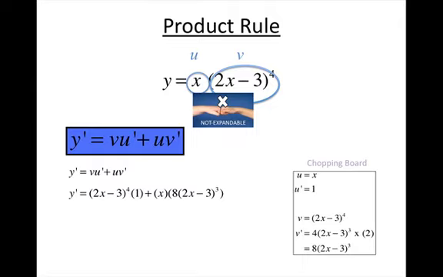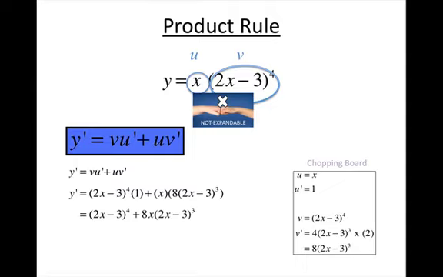So what we've got is (2x - 3)^4 times 1, so that'll just become (2x - 3)^4. And on the other side we've got x times 8 times our (2x - 3)^3. So that'll become (2x - 3)^4 + 8x(2x - 3)^3. And that is the derivative there.